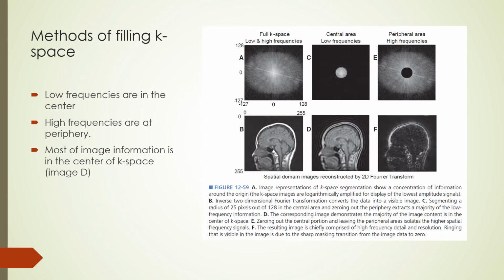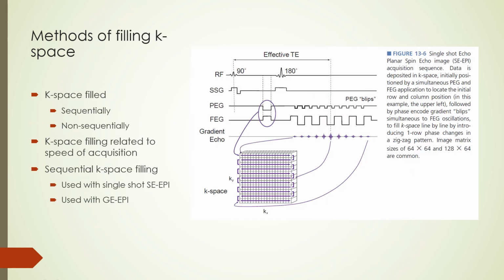When filling the K-space data, lower frequencies are in the center and higher frequencies are in the periphery. The lowest amplitude signals are amplified logarithmically before being processed and displayed. Image D on this slide shows that most of the image content is in the center of K-space where the low frequencies are concentrated. An inverse Fourier transform converts the frequency information into grayscale information for display. This is image B on the slide. It's a 256 by 256 matrix. Let's now look at how the K-space is filled.